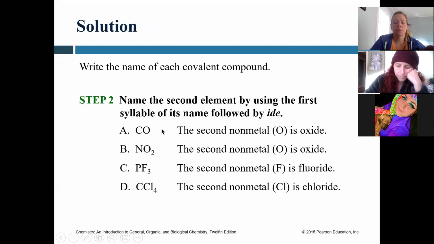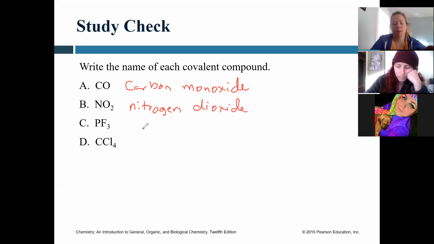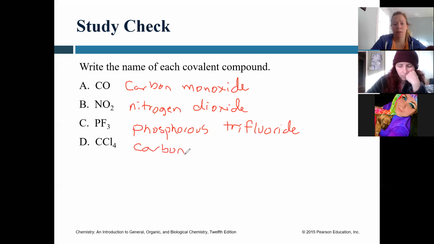All right, I'll just write them out. So we've got carbon monoxide. This one here, I've got one nitrogen, so I can just go with nitrogen. Two oxygens, dioxide. This one here, one phosphorus, so phosphorus. Three fluorines, so that would be trifluoride. And then down here, I've got one carbon, so we go carbon tetrachloride.